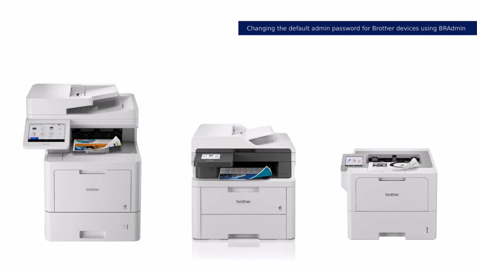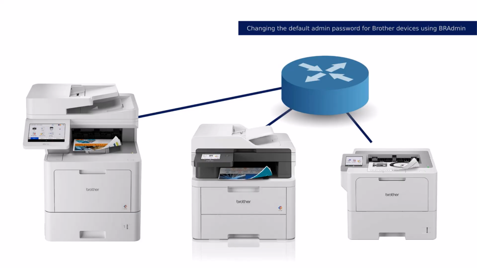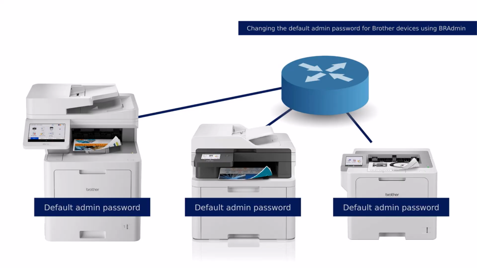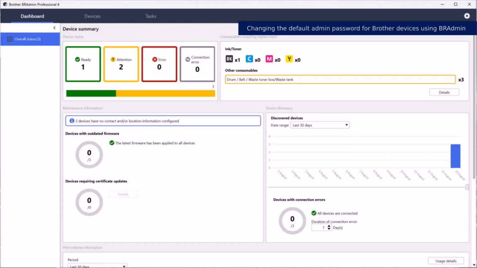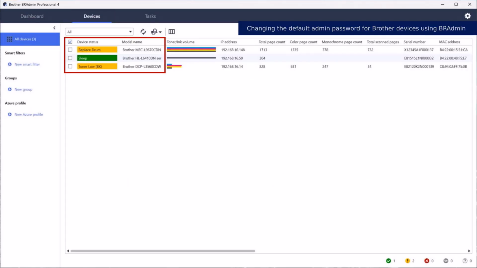For this step-by-step video tutorial, I will be using these 3 Brother devices that I recently connected to my network. Right now, they are still using their default admin passwords. I want to use BRAdmin to change them. Let's get started by opening BRAdmin and then clicking the Devices tab. Here you can see the 3 Brother devices I showed you earlier.